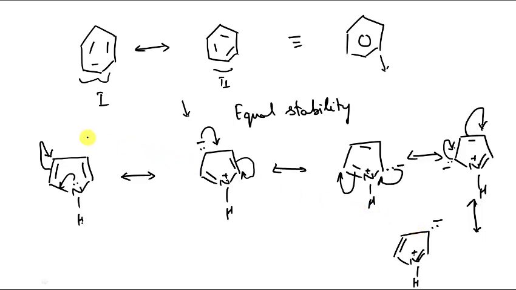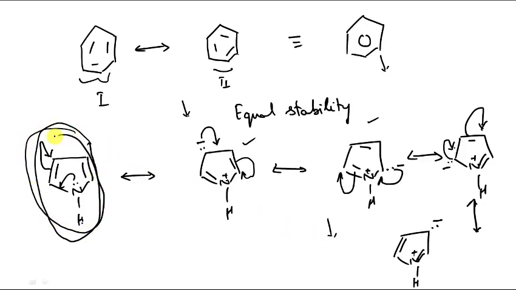Now you can see in these resonating structures, there is only one structure which does not involve any separation of charges. All these other structures have separation of charges, so they are quite less stable. So only one structure has the highest contribution towards the resonance hybrid, whereas in case of benzene there were two structures of equal stability. So that is why the aromatic character of these five membered aromatic heterocyclic compounds is lesser than benzene.